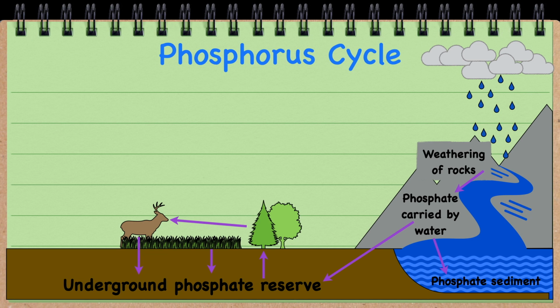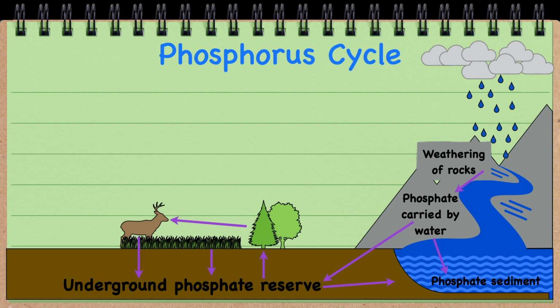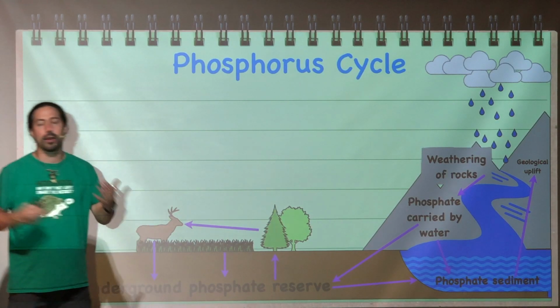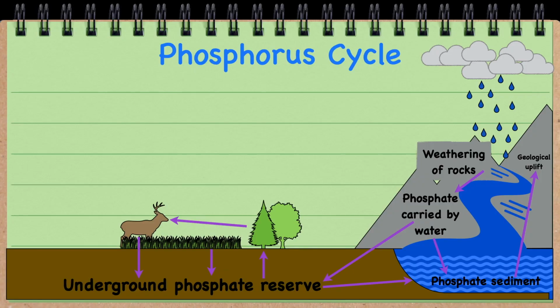Animals will ingest the plants and be able to then also gain the phosphorus from the plants. And through waste, they will release that phosphorus back into the soil. And through groundwater, that phosphate will also end up going back into our water system and ending up as sediment, only to go through a very slow process of upwelling where our phosphorus will end up being raised back up to where it can be weathered again by rain.